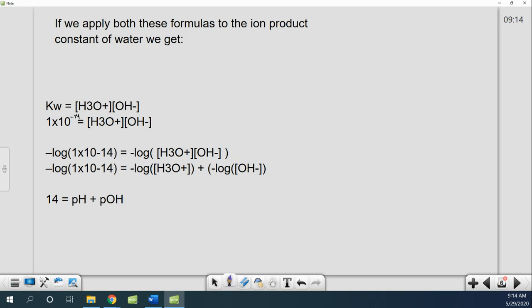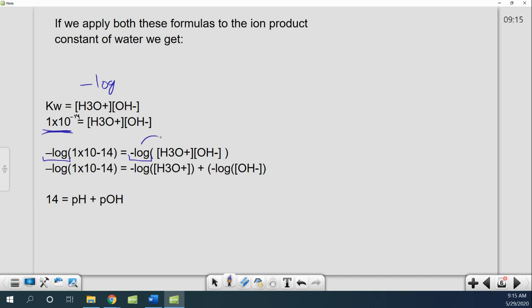If you apply both the pOH and the pH formulas to our ion product constant of water, remember that the ion product constant, which is 1 times 10 to the negative 14, is equal to your hydronium times your hydroxide, right? So I want to find a way to get pH and pOH in here. And I know the way that happens is somehow I need to get negative logarithms involved. So I take the negative log of both sides. If I do it on both sides at the same time, I haven't changed the equation, right? So that's legal. It's like adding 10 to both sides or multiplying by 5 on both sides. I can negative log both sides.